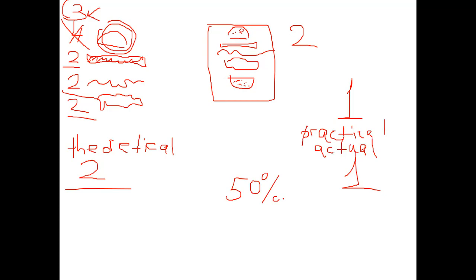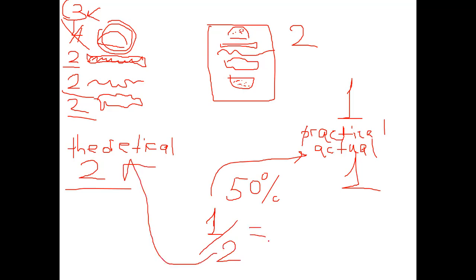So what you do is that you divide actual, which is 1, by 2, which is theoretical, right? And you multiply it by 100%. So it's going to be 0.5 by 100%, so eventually it's 50%. Okay, is that clear?